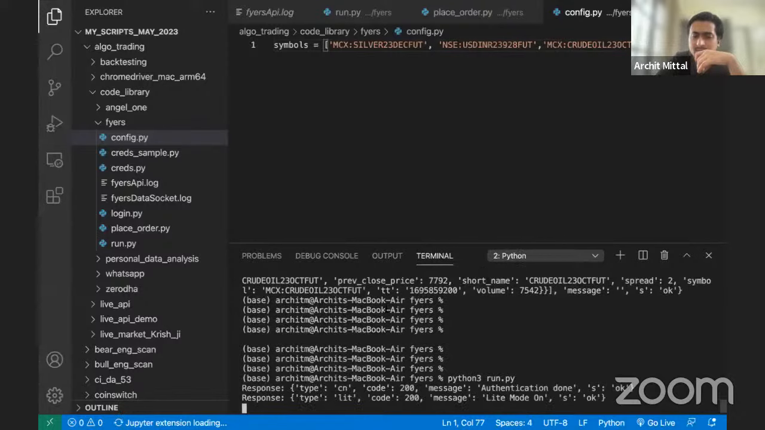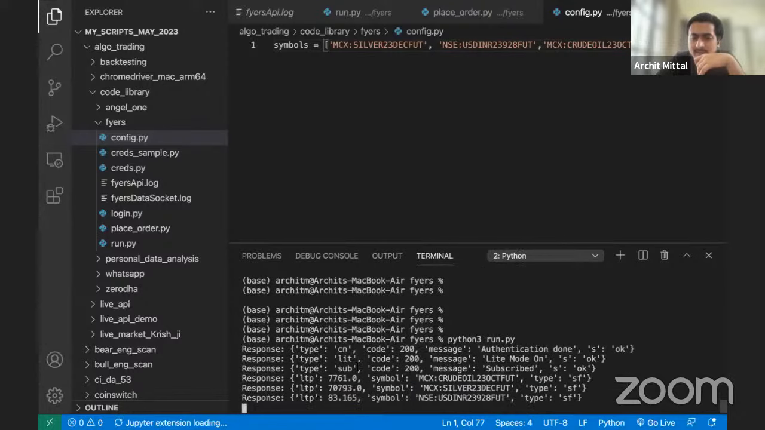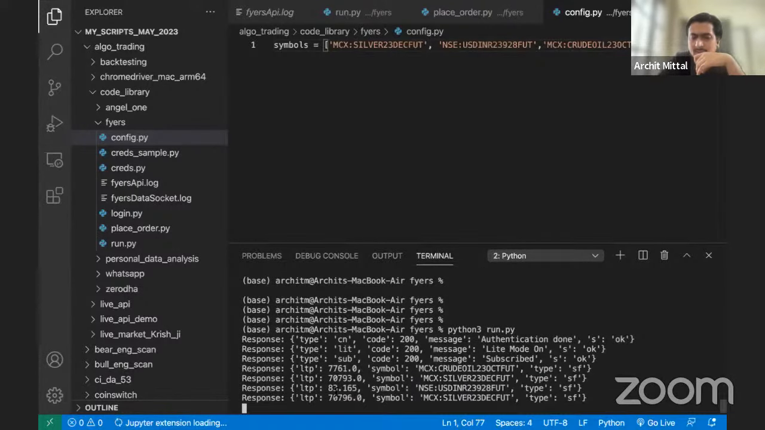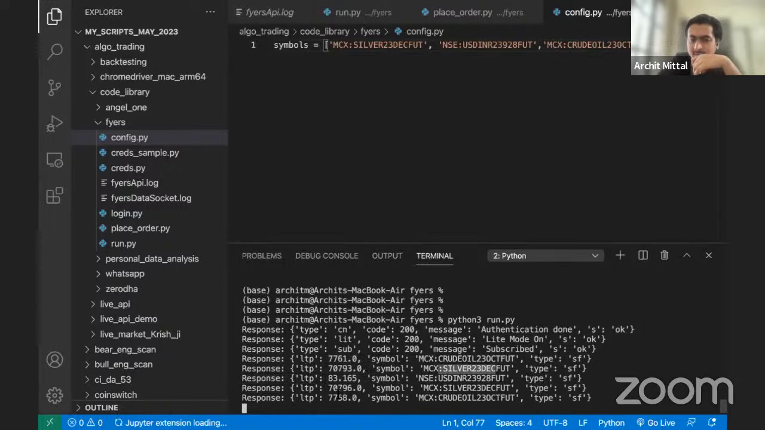So I have run this file. This is the response authentication. And these are the, you can see it is one by one. If it is liquid, it will be running. These are the prices. Silver seems more liquid than any other thing. Then crude, you can see this thing happening in real time.